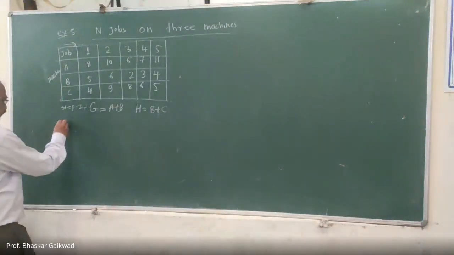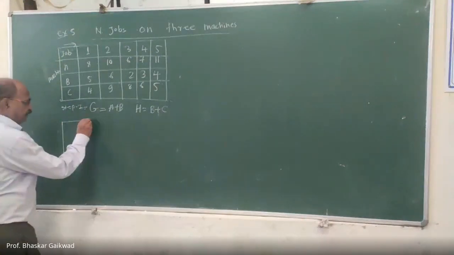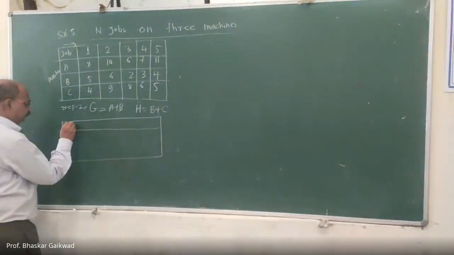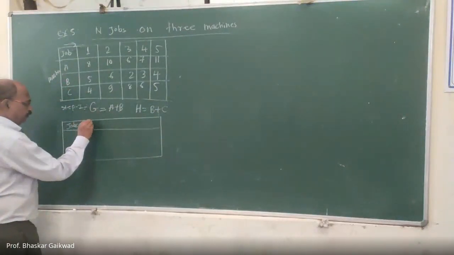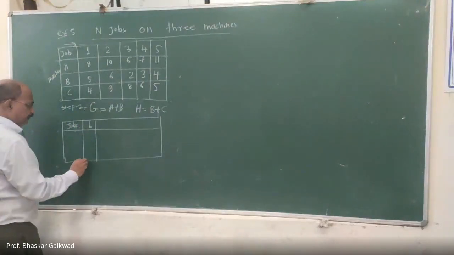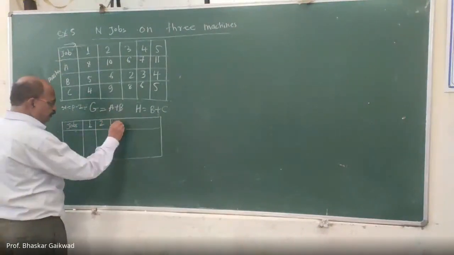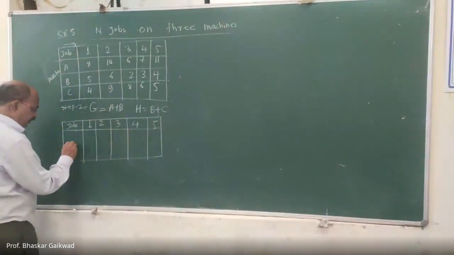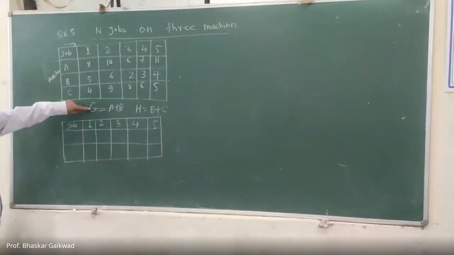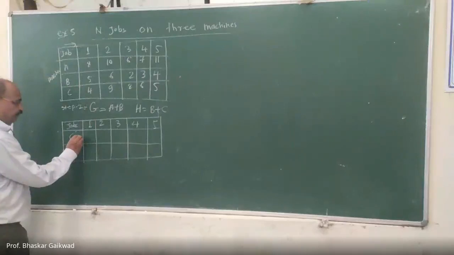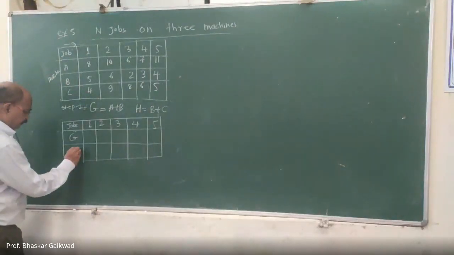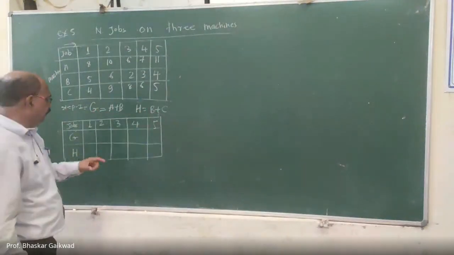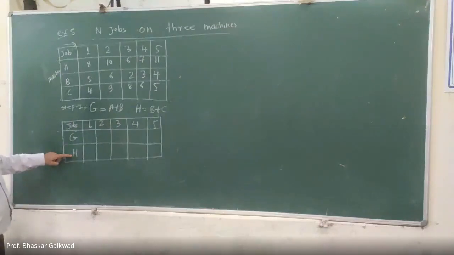After this we have to go for the next part. Okay. So here I will make once again, jobs are there, five jobs. So jobs number one, number two, number three, number four, and number five. And here, G machine, here I will write. H machine, here I will write. Correct. So G, A plus B, H, B plus C.